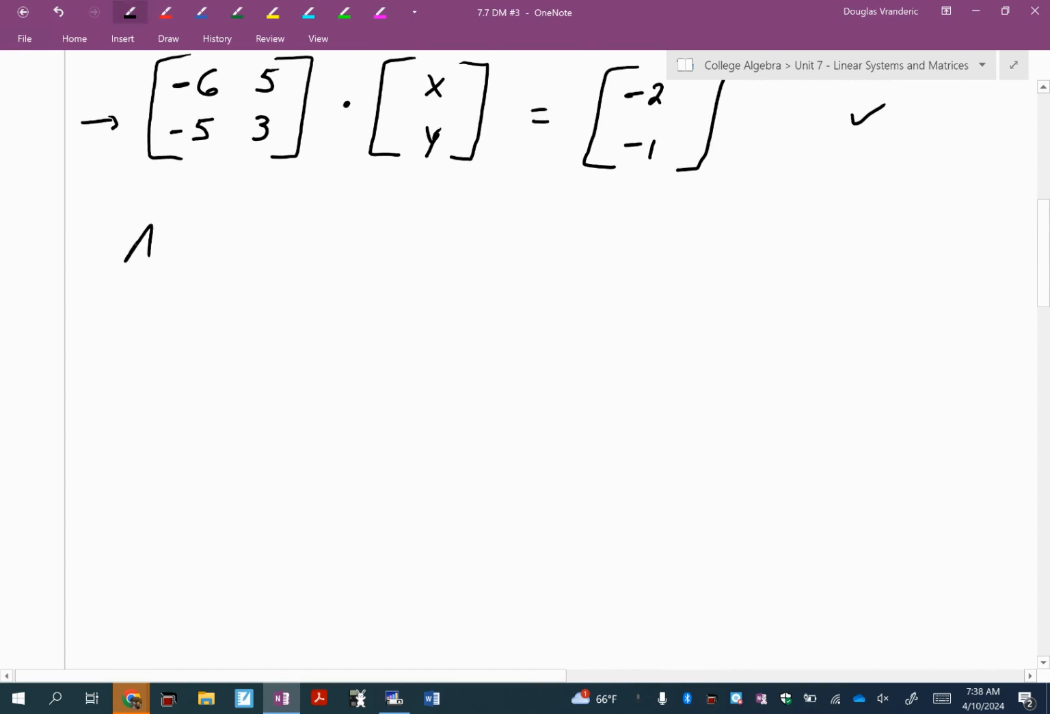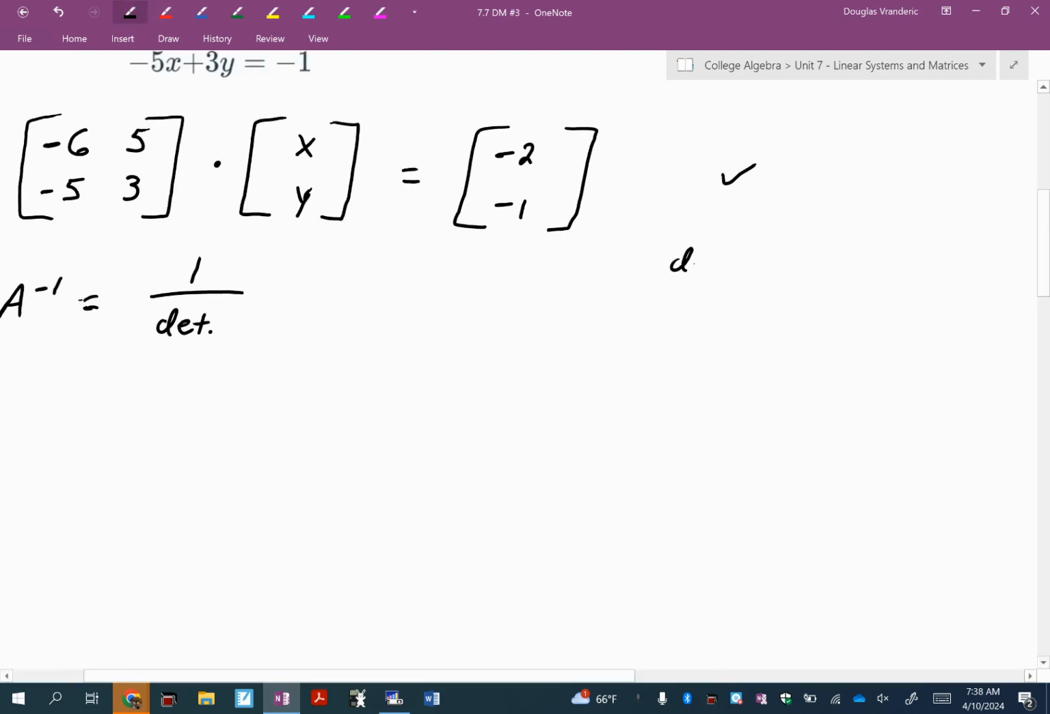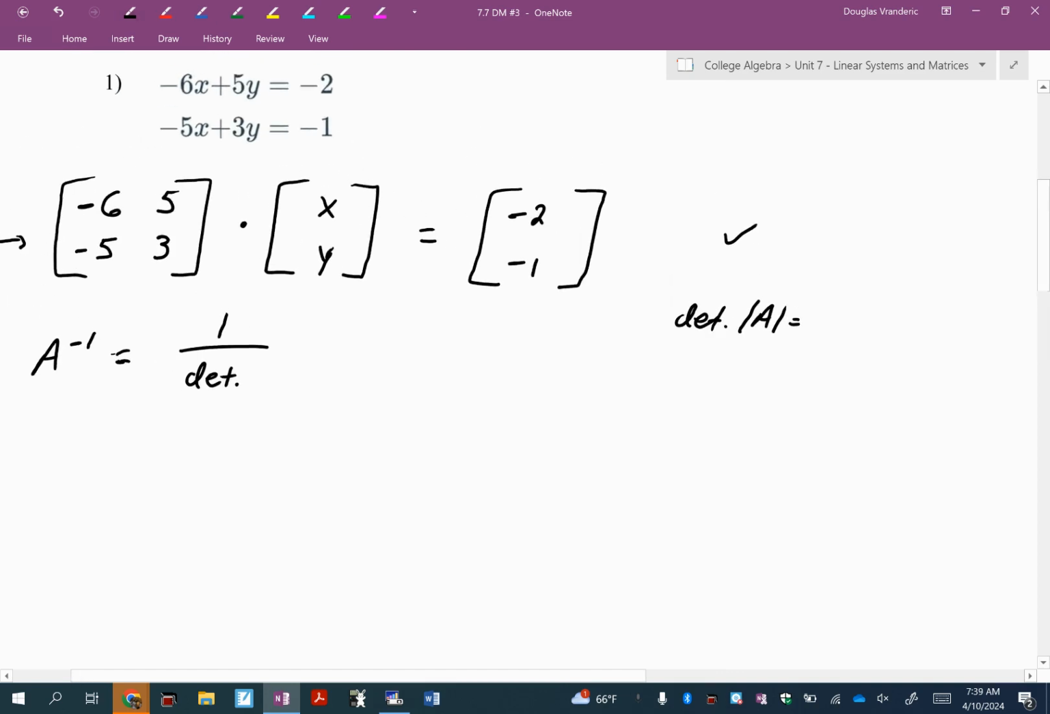So I'm just going to call this A to the negative first power. Do you remember what that negative first power means? It's going to be the inverse. The inverse. Very good. So that's 1 over the determinant. Do you guys remember how to find the determinant? Do you remember how to find the determinant of that matrix?